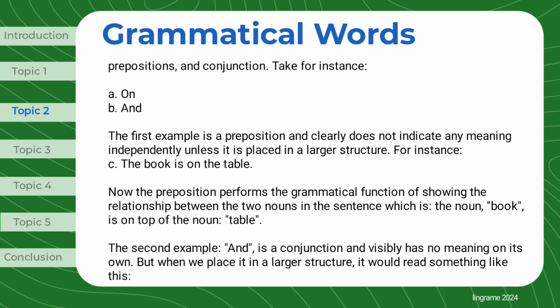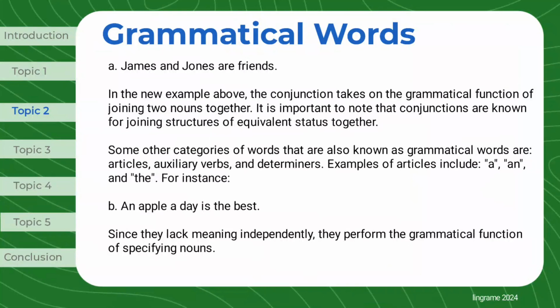The second example, and, is a conjunction and visibly has no meaning on its own. But when we place it in a larger structure, it would read something like this, James and Jones are friends. In the new example above, the conjunction takes on the grammatical function of joining two nouns together. It is important to note that conjunctions are known for joining structures of equivalent status together.